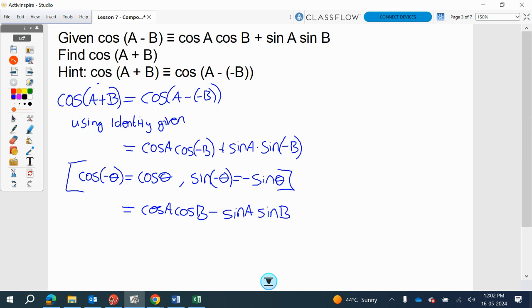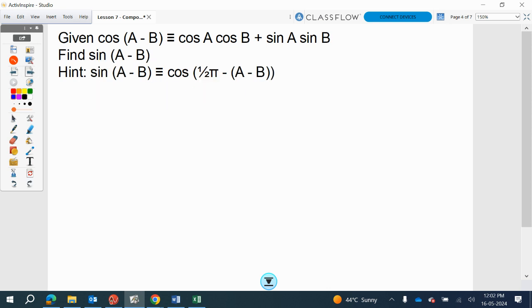And there's a new trigonometric relation. Just to speed things up, I'm going to do this one for you. There's 3 more, we'll do this one. So we need to find a relationship for sine of A minus B. And we can do it using the complementary angle identity. And that one gives us the cosine of pi over 2 minus A minus B.